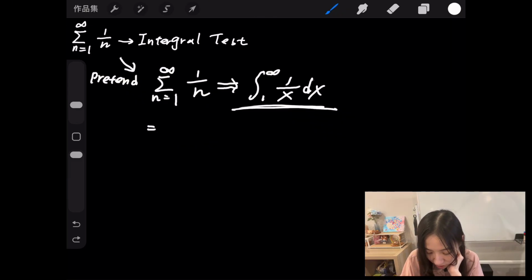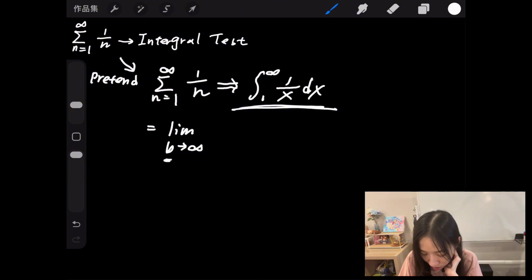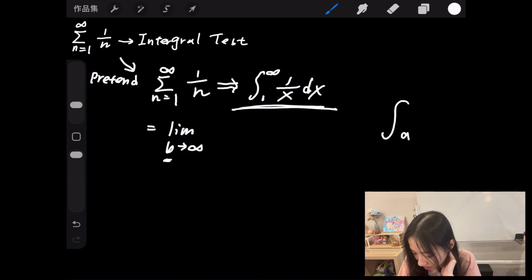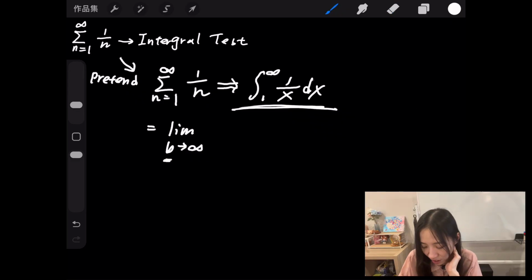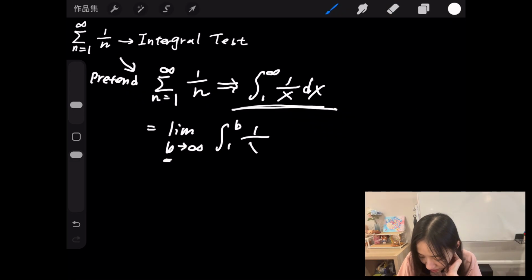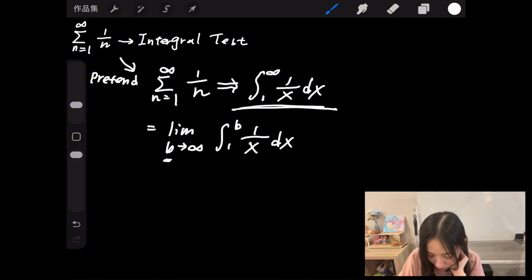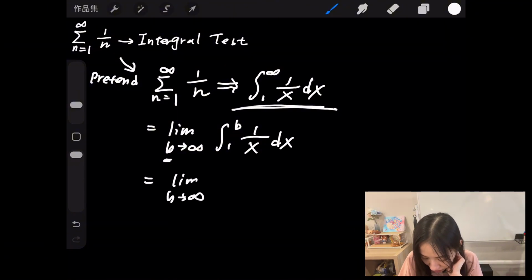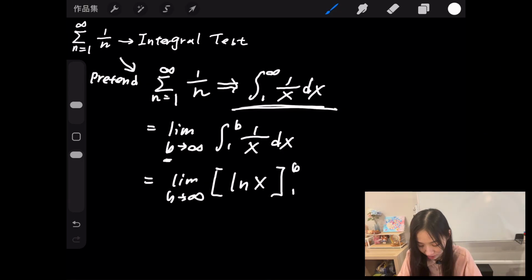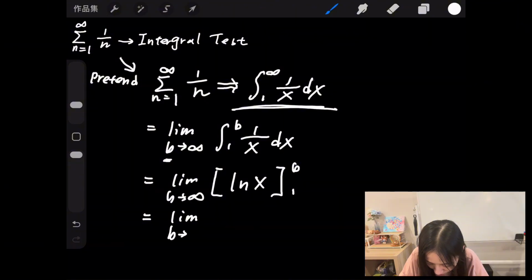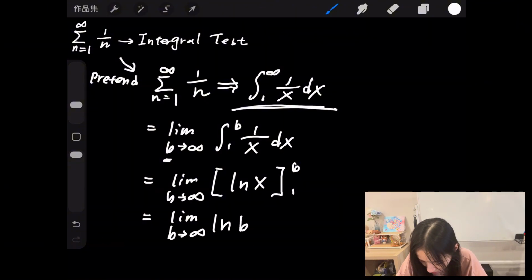Actually, I need to take several steps back. So this will be the limit as b approaches infinity. Why do we put the letter b? Because usually you put a at the bottom and b on the top, but you can also use a different letter. So the integral from 1 to b of 1 over x with respect to x will be the limit as b approaches infinity of ln x from 1 to b, which is the limit as b approaches infinity of ln b minus ln 1.